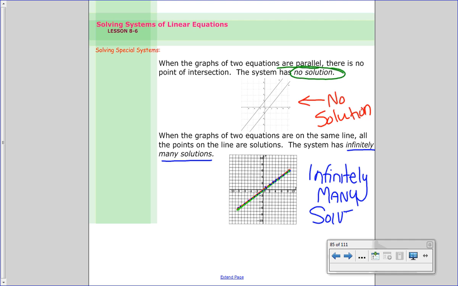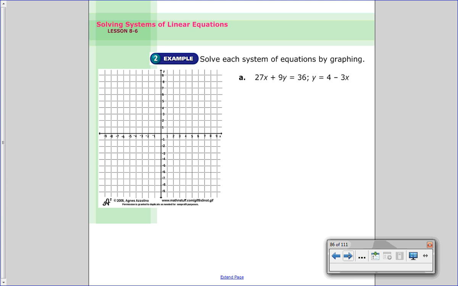So we're going to go ahead and practice this so you get a chance to see how they work. All right, so here's this one. Solve each system of equations by graphing. A, we have 27 times x plus 9 times y is 36. And then we have y is equal to 4 minus 3 times x. All right, well, looking at this, obviously the second one's going to be easier to graph first because it's already solved for y for us.